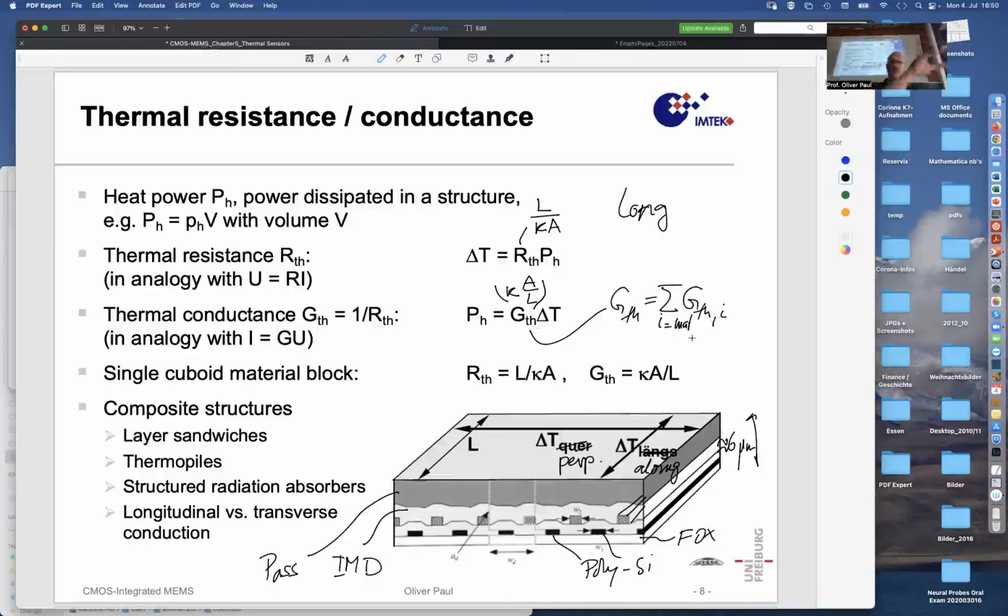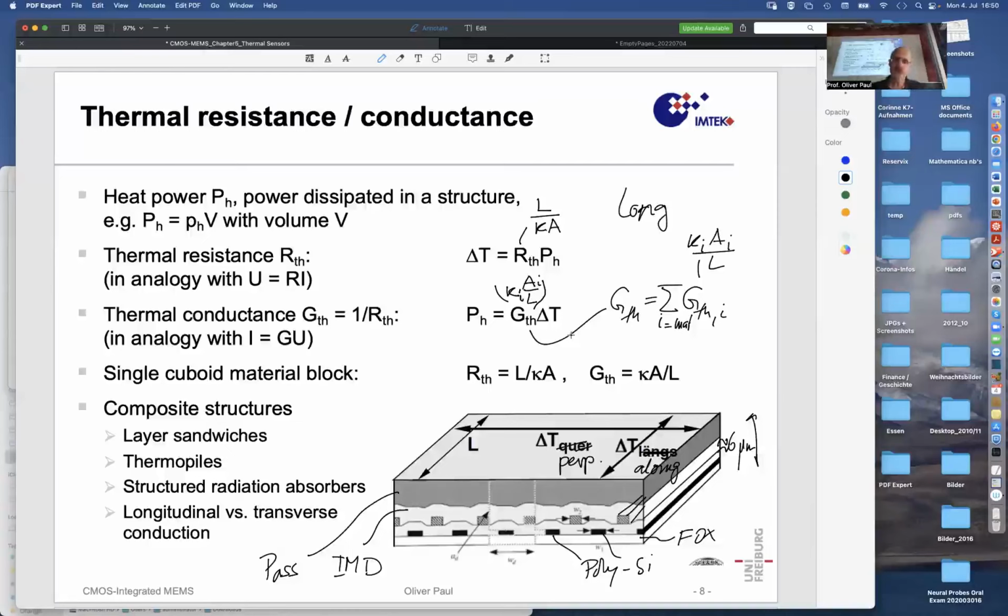So you just list the cross sections of these individual materials, their individual kappas. You calculate these individual kappa_i A_i. So this is kappa_i A_i, and it's all divided by the same L. And this is the thermal conductance of the overall sandwich in this longitudinal direction.